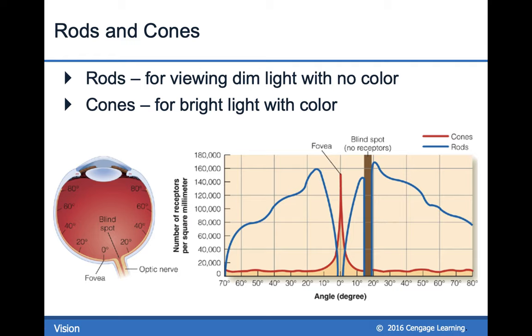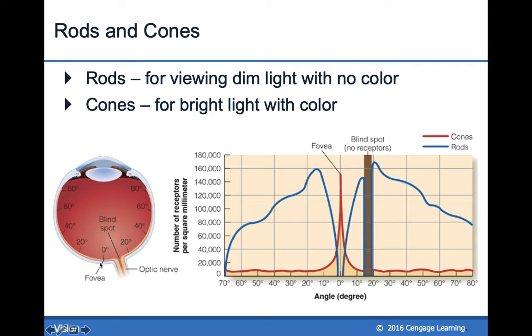So rods are used for viewing dim light with no color. They do black and white vision. And cones, they are good for bright light with color. So again, like I talked about with retina, you don't have a whole lot of receptors out here on the side. Most of them are right in the back of your eye where the light's going to come in.